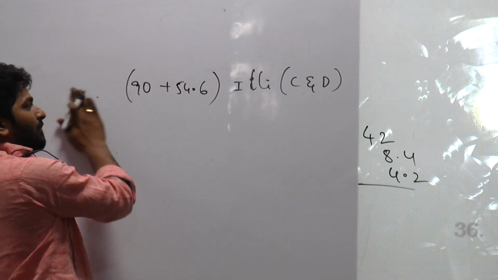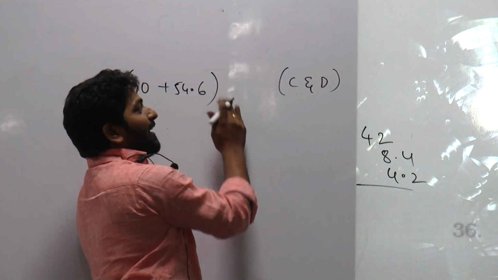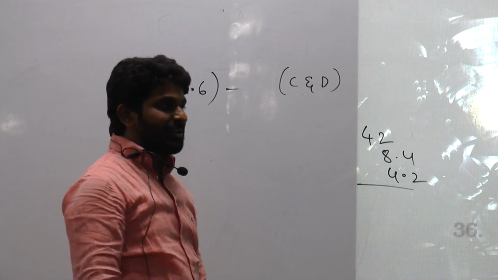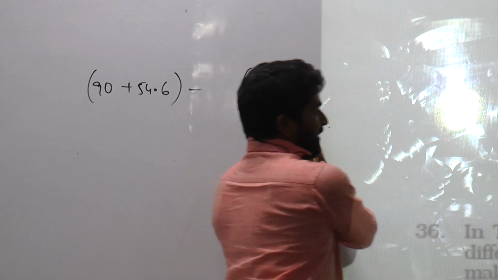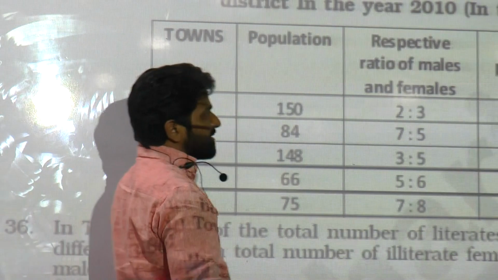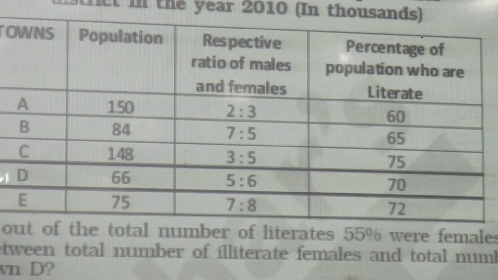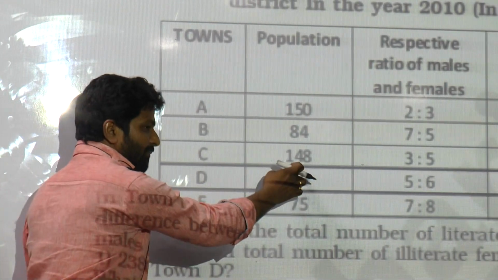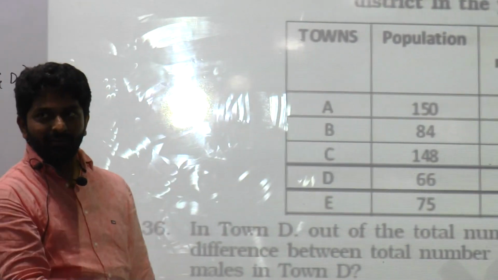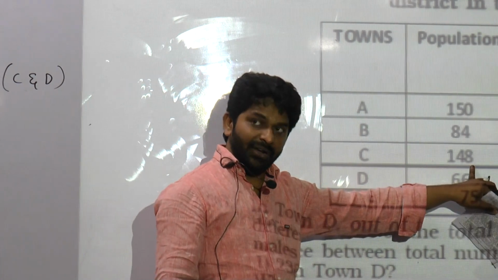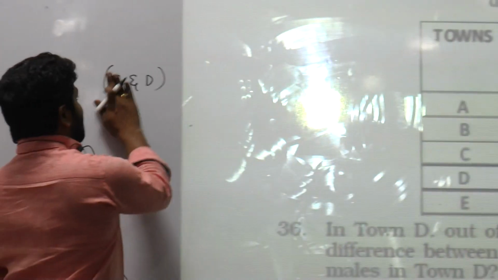54.6. And now you need to calculate illiterates, illiterates from C and D together. From C, what percent of total population are literates? 75. Then illiterates are 25%. 25% of this number, right? Half of this number, 74. Again half, 37.